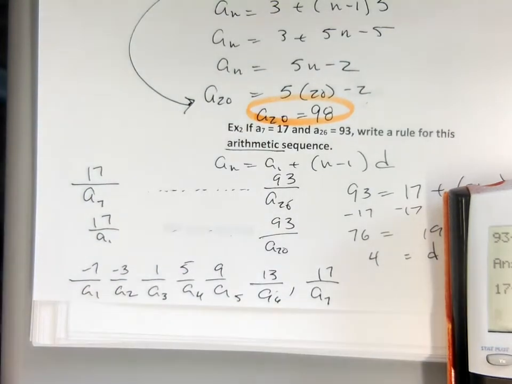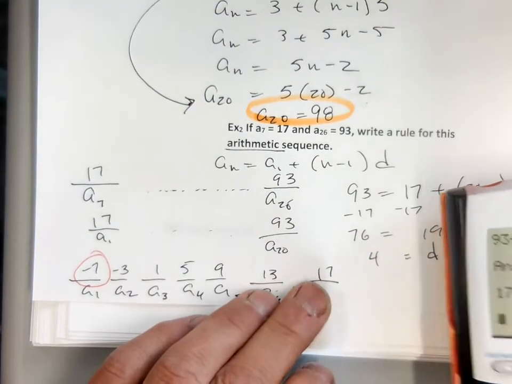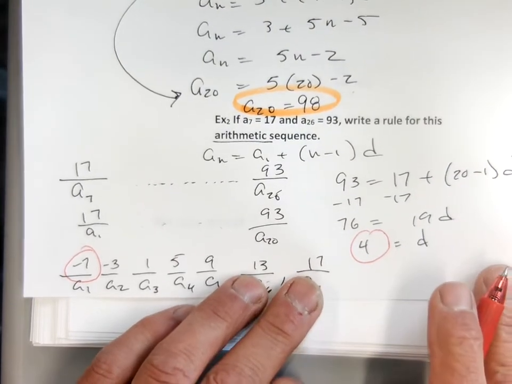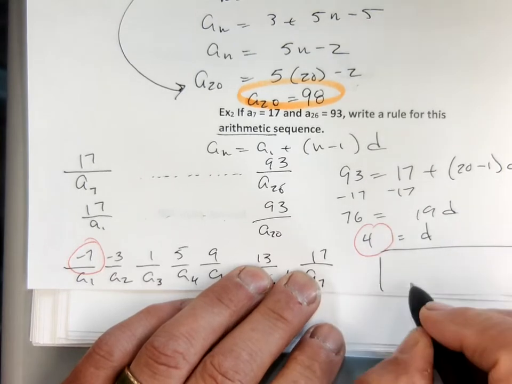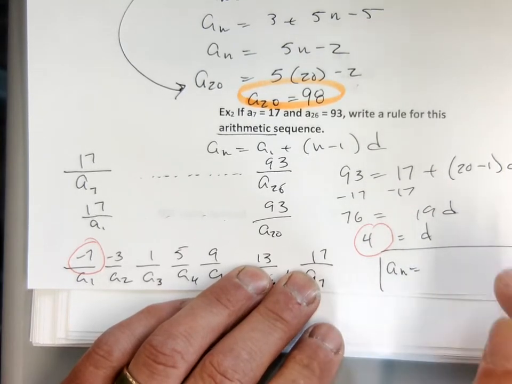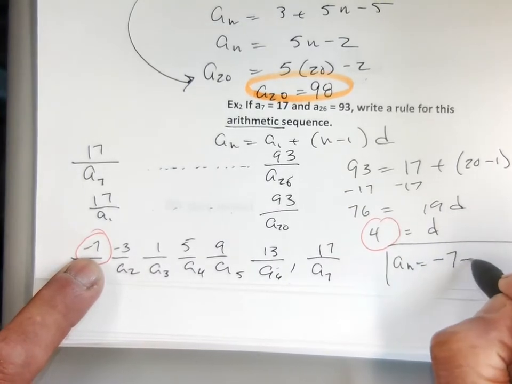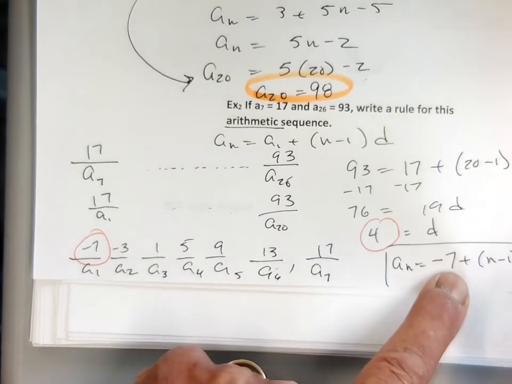Okay, so here's what I have. Let me circle what I have so we know it, okay? I know the first term, right? I know the difference, right? I can make a formula. So I can make a formula for this. I can say, okay, my formula should be A of n equals A1. A1 is negative 7 plus n minus 1, and the difference is 4.